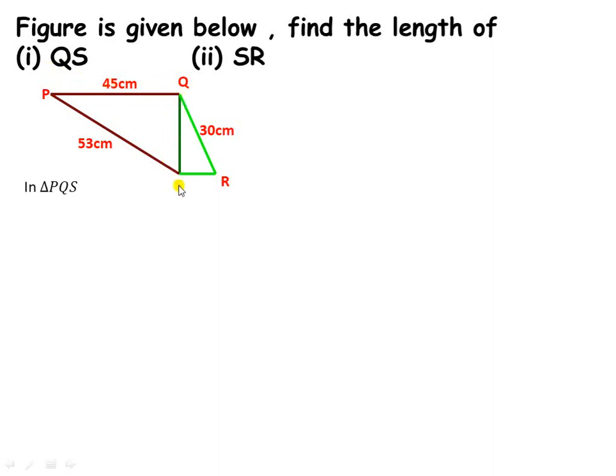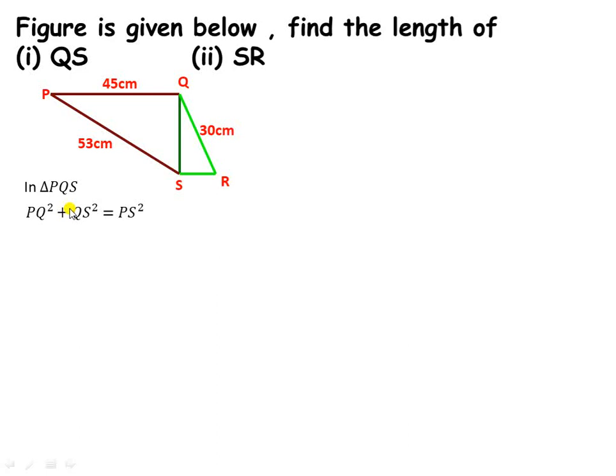So in triangle PQS, the first step is finding the hypotenuse. Where is the 90 degree? Yes, there is the 90 degree. And the side opposite to 90 degree is the hypotenuse. So PS is the hypotenuse. After that, apply the theorem. So PS, the hypotenuse, square is equal to the sum of squares of the other two sides.